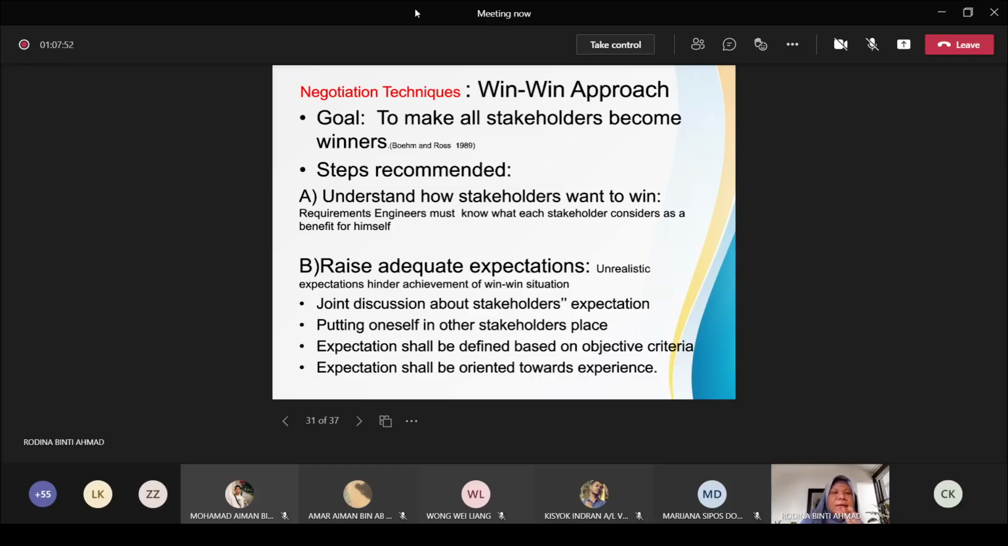All right, and then the second step is to raise adequate expectation. So how do we do that? It's recommended to have a joint discussion about the stakeholders' expectation. Most of the time, if you have a very high expectation, for example you want to have an A in your class today, but when you come in you get a B, of course you feel you are at the losing end, because you expected A, but people give you B.